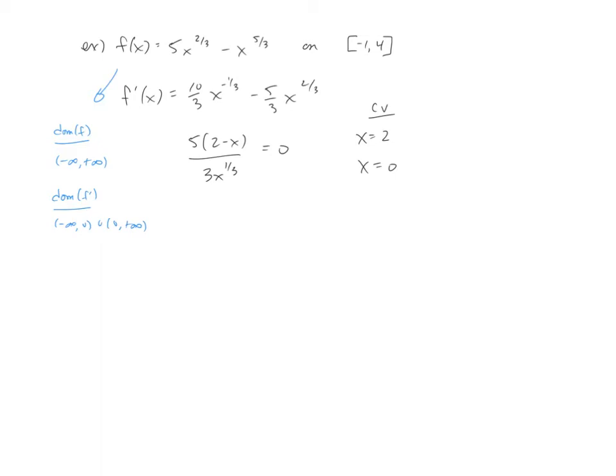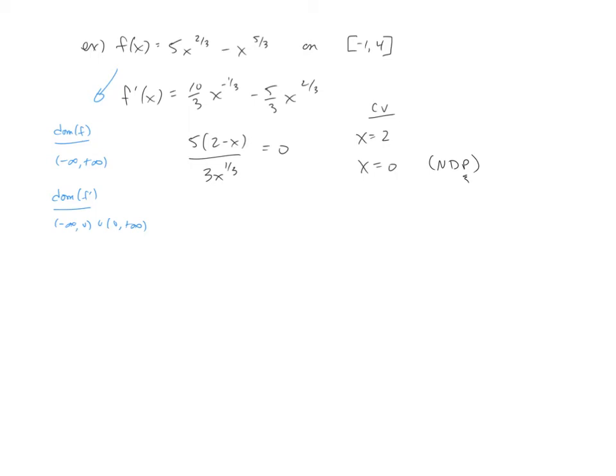So our critical values are still 2 and 0. X equals 0, though, is a non-differentiable point. It is a point on your graph, but it is a point where the derivative does not exist. So please be on the lookout for those things.